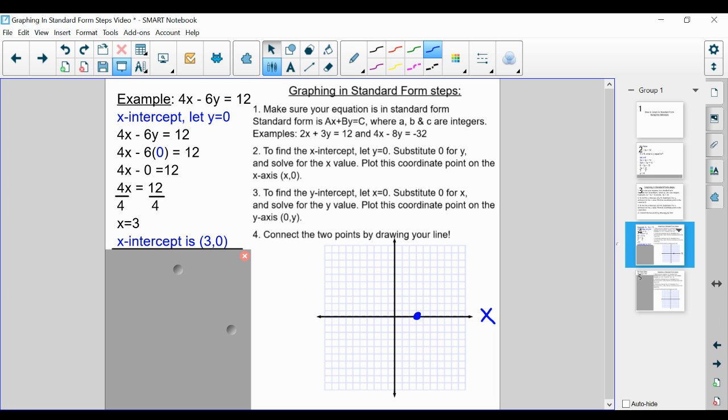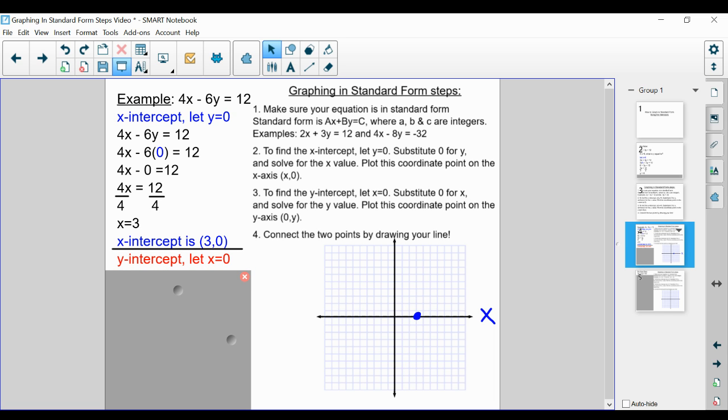Awesome. So now that we found the x-intercept, we have to find the y-intercept. So we're going to let x be equal to 0. We go back to our original equation, 4x minus 6y is equal to 12. We're going to substitute in 0 for x. So now we have 4 times 0 minus 6y is equal to 12. Well, we know 4 times 0 is 0. So we have 0 minus 6y is equal to 12.